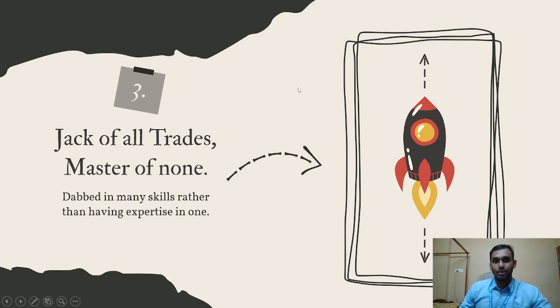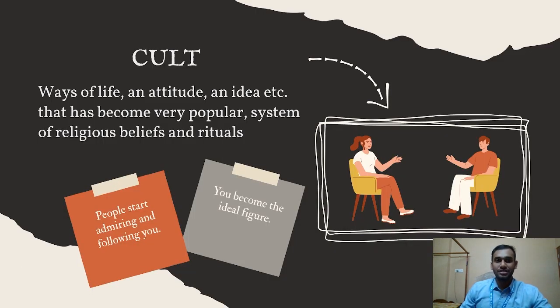In order to illustrate in a better manner, next comes our one word substitution example: cult. Many times you have heard the term cult. Somebody is having a cult following, or nowadays Gen Zs are having a cult culture and all. So what is a cult? Cult basically refers to ways of life, attitudes and ideas that have become very popular, a system of religious belief and rituals.